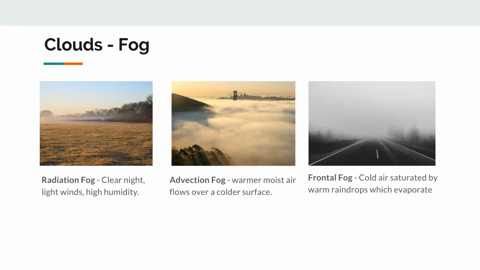The actual reason it causes fog in the first place is that this warm moist air is being cooled over a surface such as a river or a sea, and that's known as advection fog. Warm moist air flowing over a cold surface. And frontal fog, you can expect in advance of a warm front, just where the colder air is saturated by warm raindrops, which occurs just at the front of a warm front, really, as it evaporates.